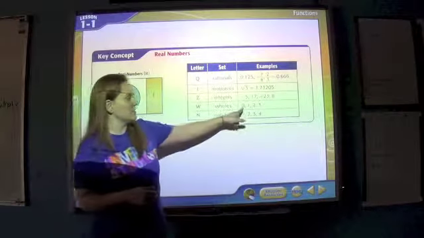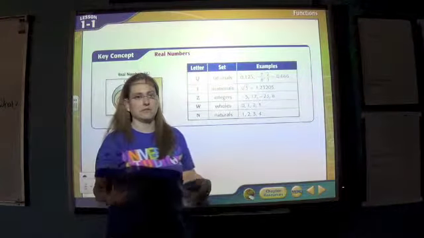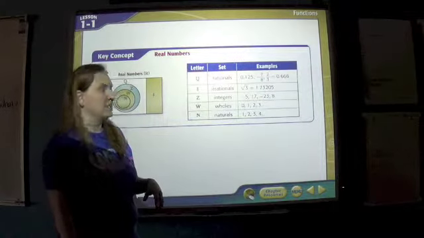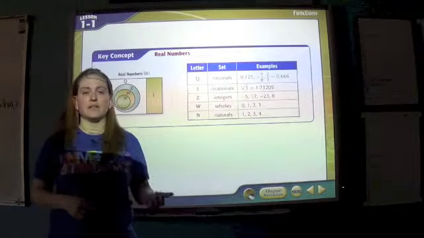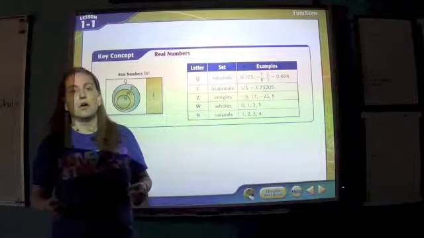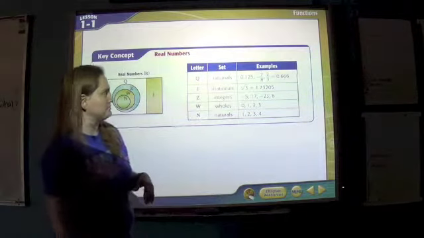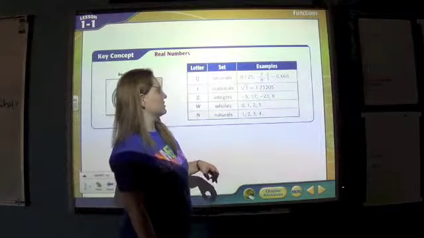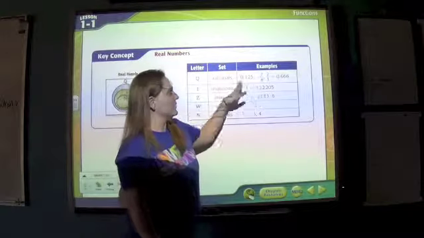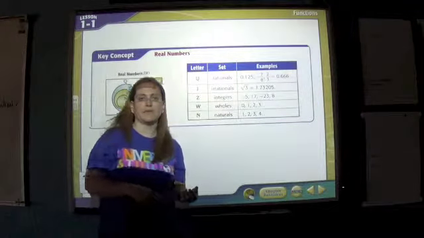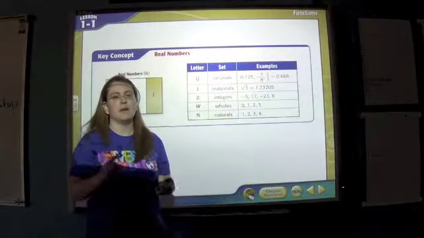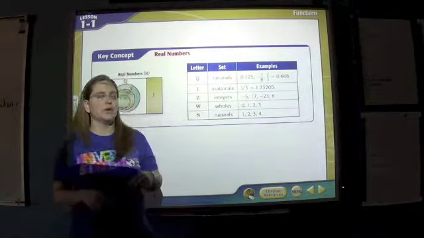Whole numbers are 0, 1, 2, 3, and so on. Integers are your negatives and your positives. So negative 3, negative 2, negative 1, 0, 1, 2, 3, and so on. Irrationals are kind of the weird ones. You cannot write them as a fraction. So square root of 3, pi, square root of 2.